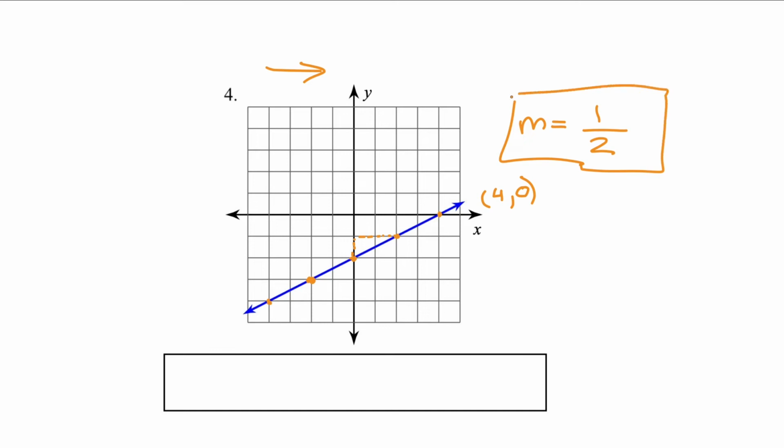Again, same as the first question. So y is equal to 1 over 2x. And then what's our y-intercept? Well, our y-intercept is going to be negative 1 and negative 2. So minus 2. And that's the equation of this line.